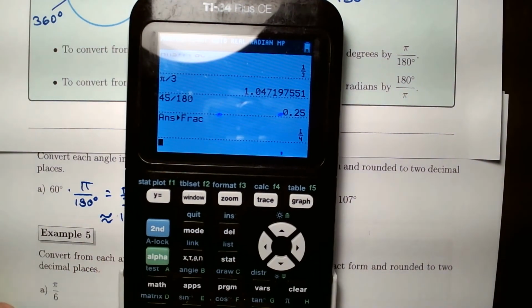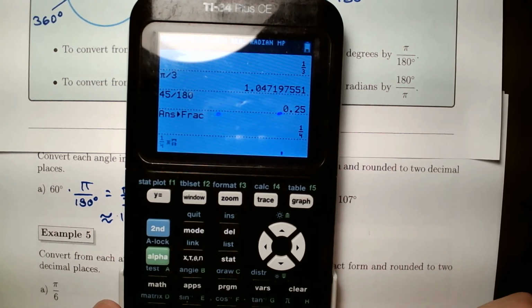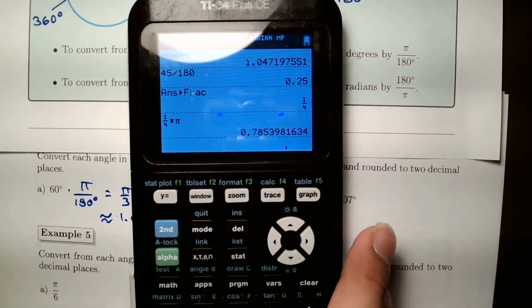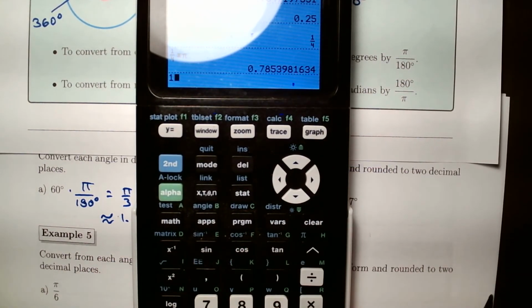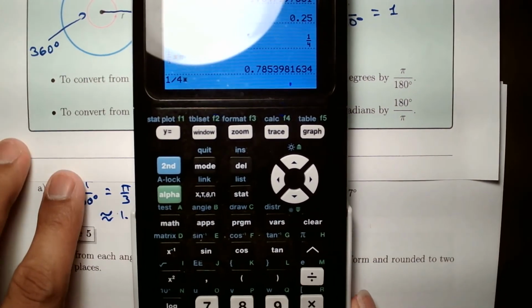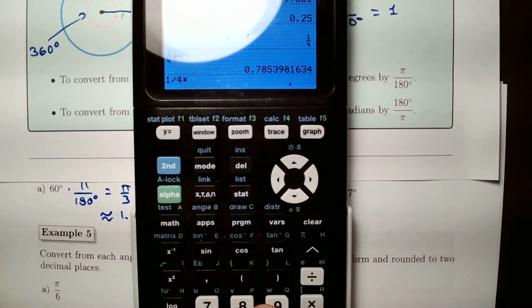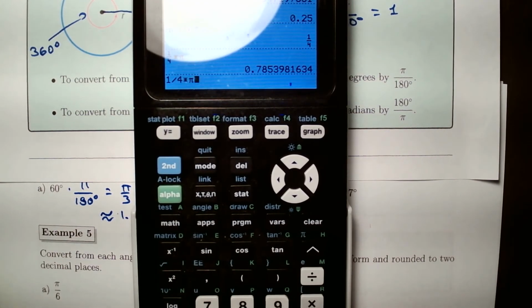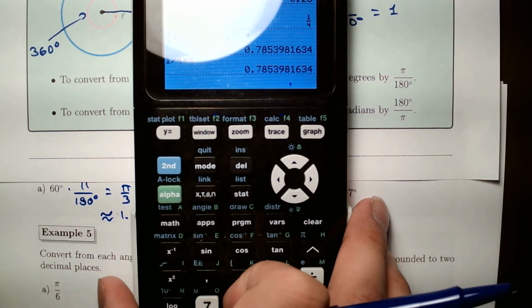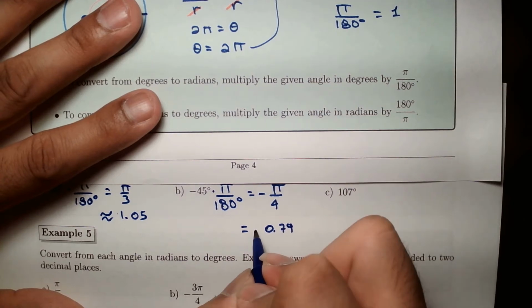Okay, so let's multiply this times pi. How do we get to pi? Well, I'm going to do this again, 1 over 4 times pi. The pi symbol is where the exponent notation is. So we go second and this to get pi. 0.785, that's 0.79. So that's 0.79, which is actually negative.